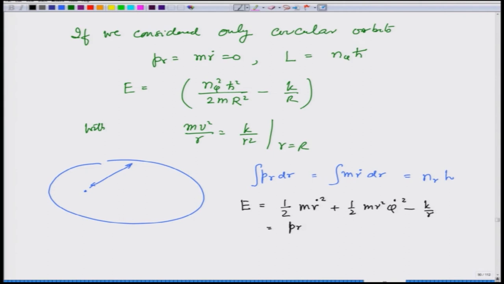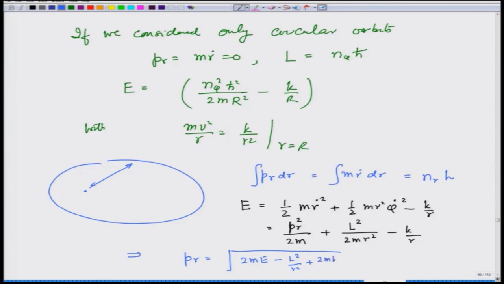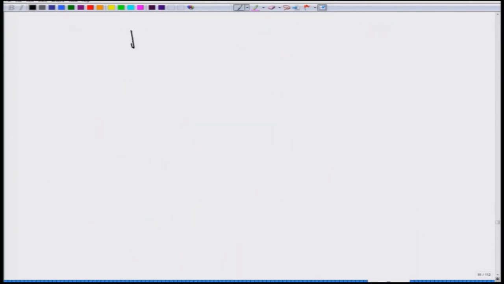p_r square over 2m plus L square over 2 m r square minus k over r. I get p_r is equal to the square root of 2mE minus L square over r square plus 2mk over r. All right, so I have p_r is equal to the square root of 2mE minus L square over r square plus 2mk over r.